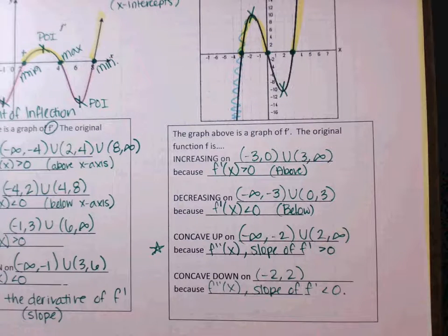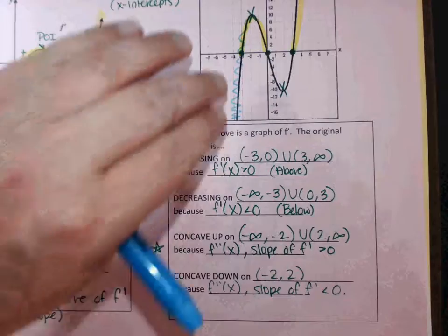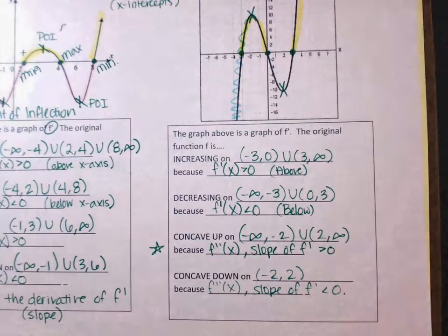So you have two different features. You have increasing and decreasing. That comes from above and below. And then you have concave up and concave down. That comes from the slope of the graph. So it's two different things that you're looking at each time.